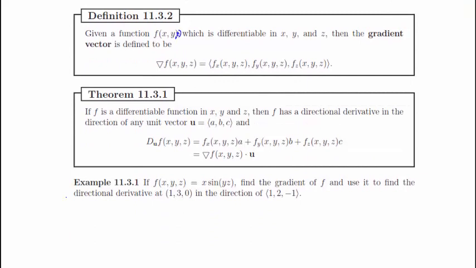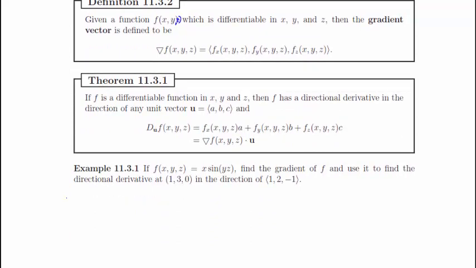Now we have our theorem 11.3.1. If f is a differentiable function in x, y, and z, then f has a directional derivative in the direction of any unit vector u equals a comma b comma c, and the directional derivative D sub u of f of x comma y comma z equals partial derivative of f with respect to x times a plus partial derivative of f with respect to y times b plus partial derivative of f with respect to z times c, which equals the gradient of f dotted with the vector u, just as we had before in 2 dimensions.